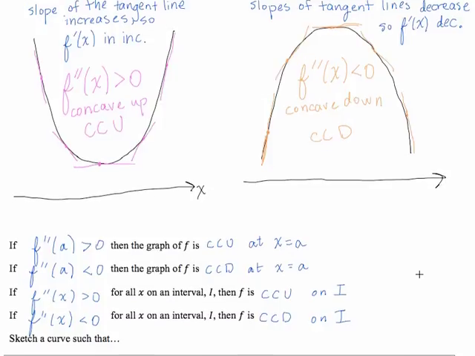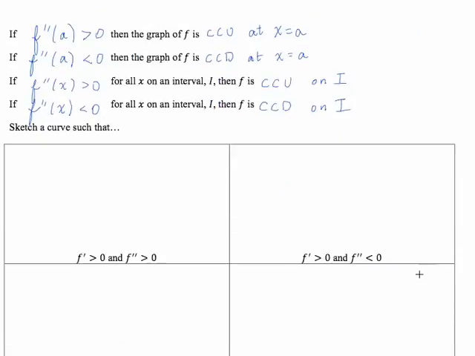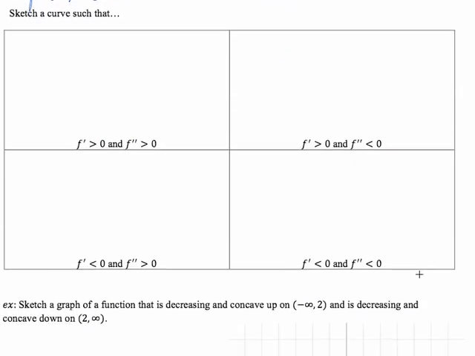Okay, so let's put this all together here and sketch curves that meet 4 different requirements, actually. So in the first one, we want to sketch just a little piece of a curve such that f prime is greater than 0 and f double prime is greater than 0.